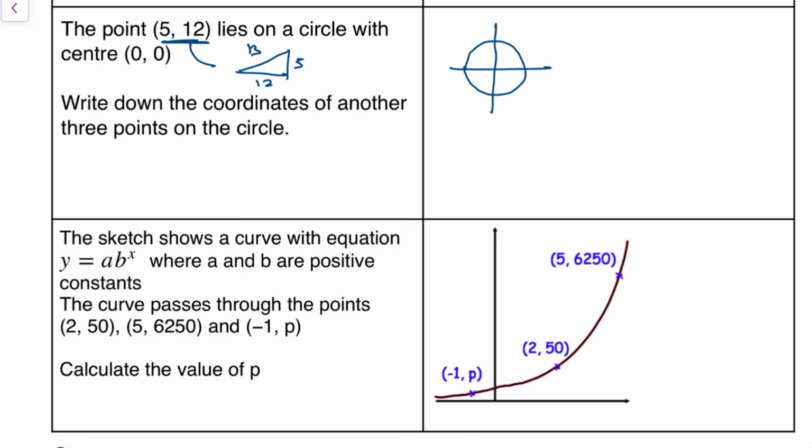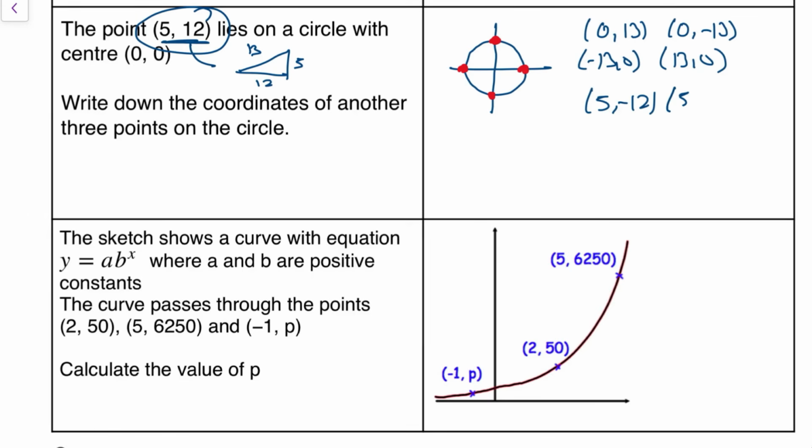So actually, I was going to do something different, but I'm going to explain 2 different lots of points. So the first points that are easy are just combinations of 0 and 13. So (0, 13), (0, minus 13), (minus 13, 0), and which one am I missing? And (13, 0). The other ones are combinations of 5 and 12. So I could have (5, minus 12), (5, 12), or (minus 5, 12), or (minus 5, minus 12).